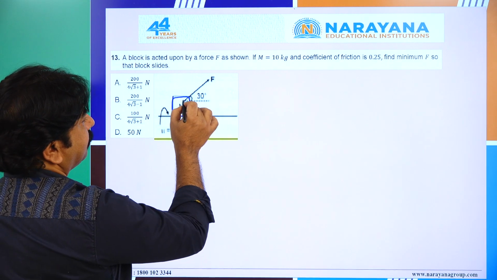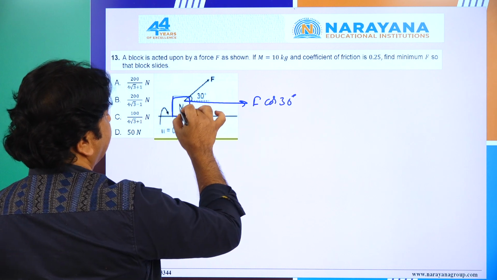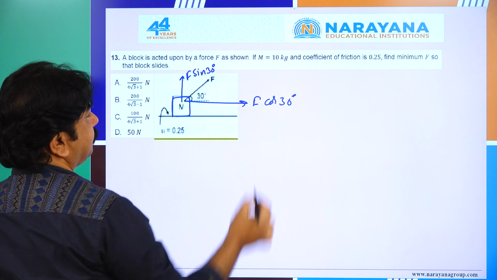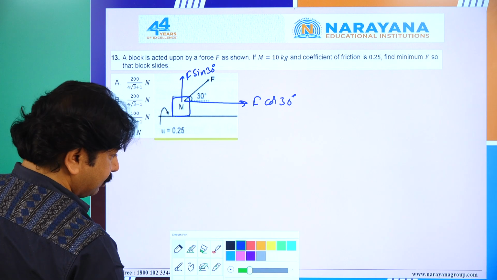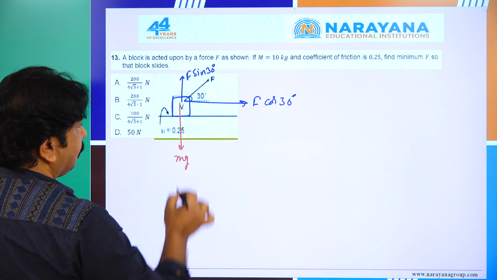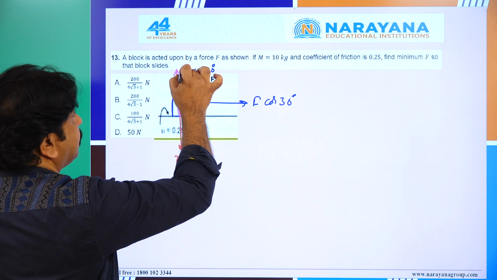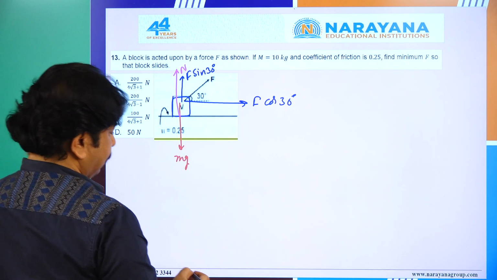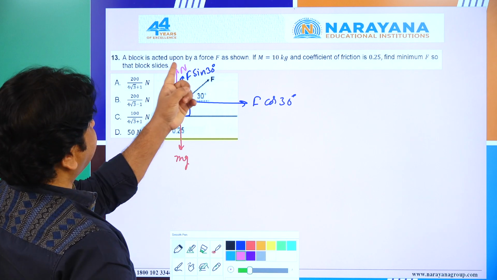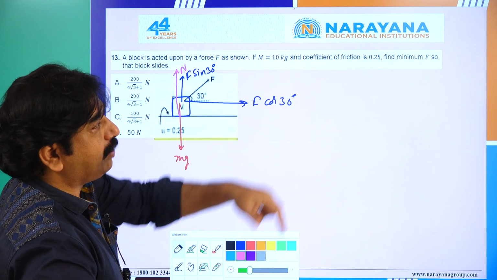In this one, the components are F cos 30 and this is the F sin 30. And moreover, we can draw this one, mg, and the normal reaction is also upwards. The block is acted upon by a force F as shown in the figure. The coefficient of friction is given. Find the minimum value of F.